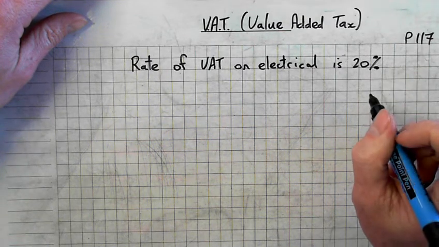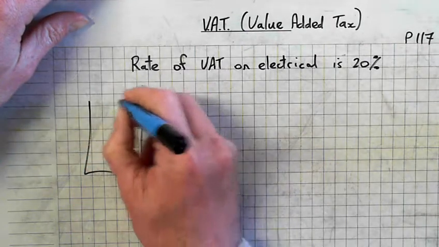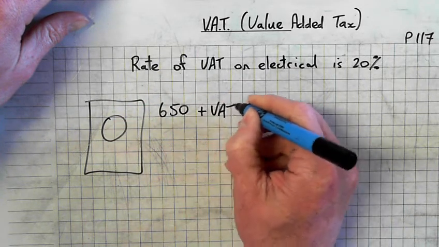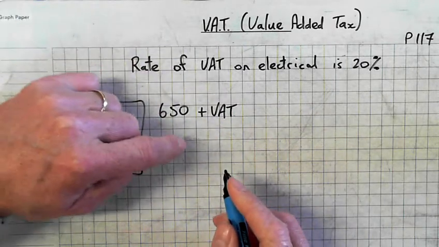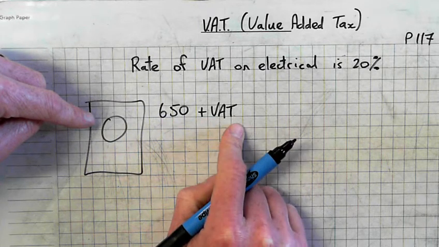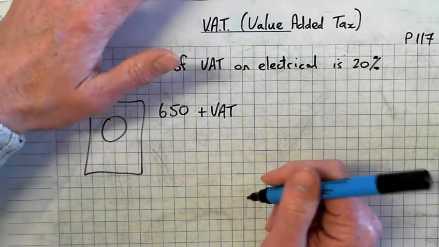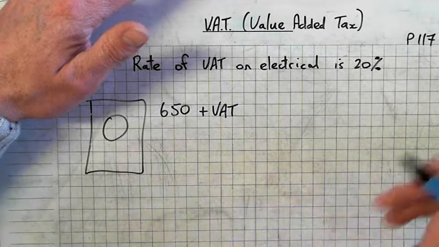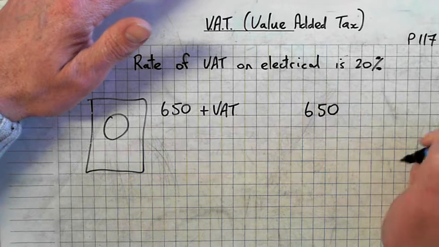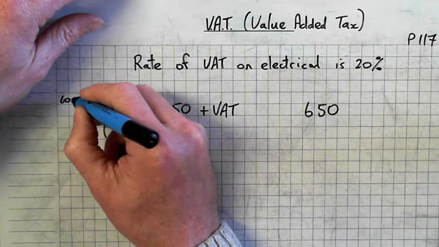Okay. So what's the price of the washing machine? There's the washing machine. At 650 plus VAT. What does 650 plus VAT mean? It means the price of the washing machine is 650 and I have to add on the VAT at 20% to find the actual selling price. Okay. So we take 650 and there's a few ways we can do it. So 650 is 100%.